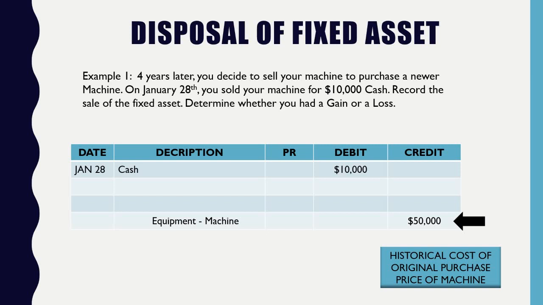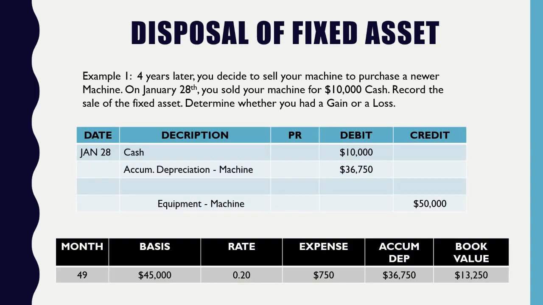So in this case, we need to take away the asset because we no longer have it anymore. You're going to use the historical cost of the $50,000, because that's what you originally have in your books, that you bought it for $50,000. You're also going to recognize the accumulated depreciation, because this is the amount that you used. You used 4 years and 1 month of the asset, so you have an accumulated depreciation of $36,750, which makes your book value become $13,250.